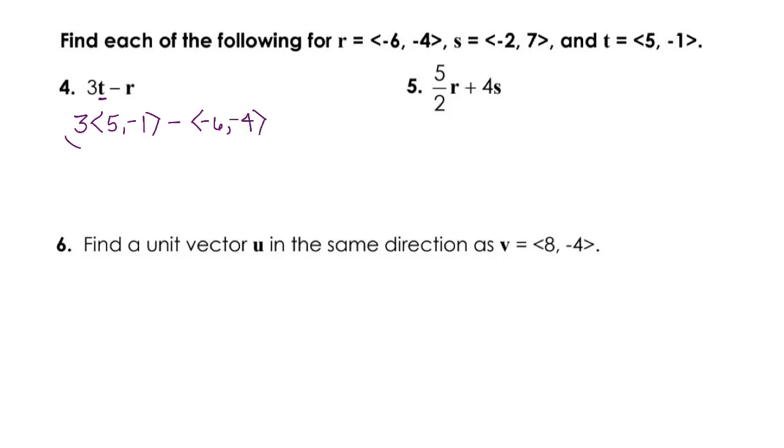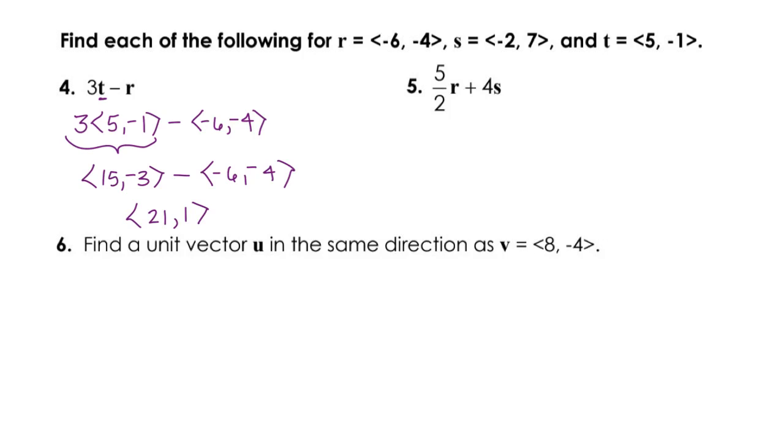If you want to go step by step, you can go ahead and show this product of the scalar and the vector to be 15, -3. And then I'm subtracting from that -6, -4. Really that's going to end up giving us 15 minus a -6, so 21, and -3 minus a -4 is going to give us a +1. So we're going to get 21, 1.